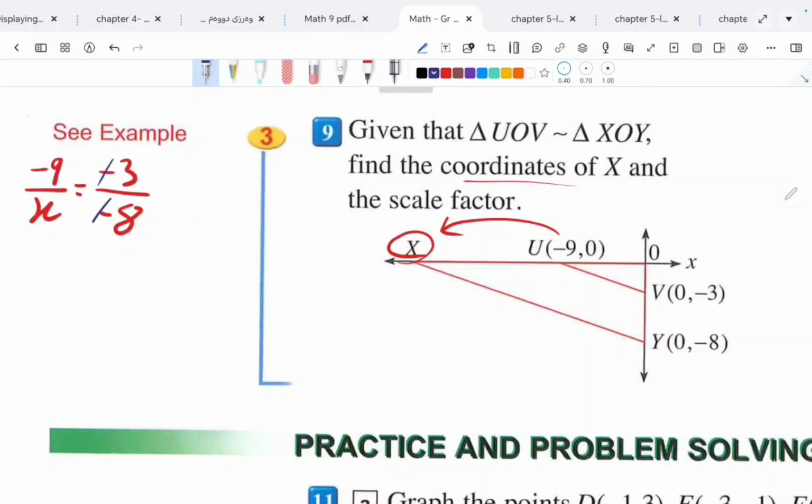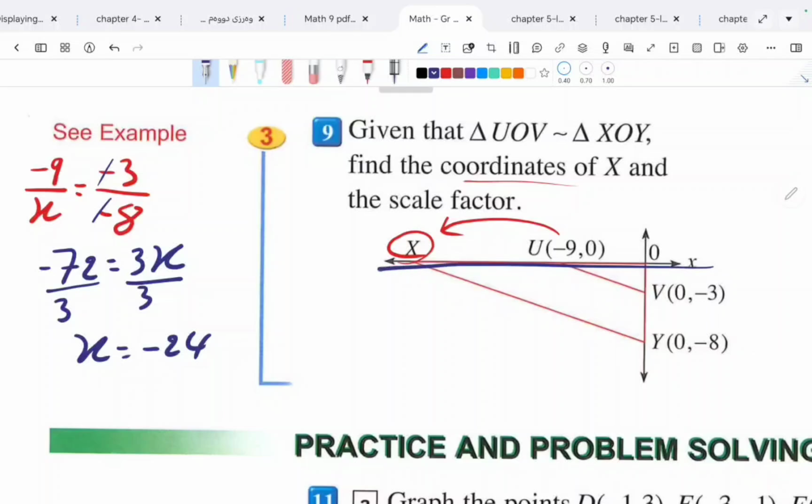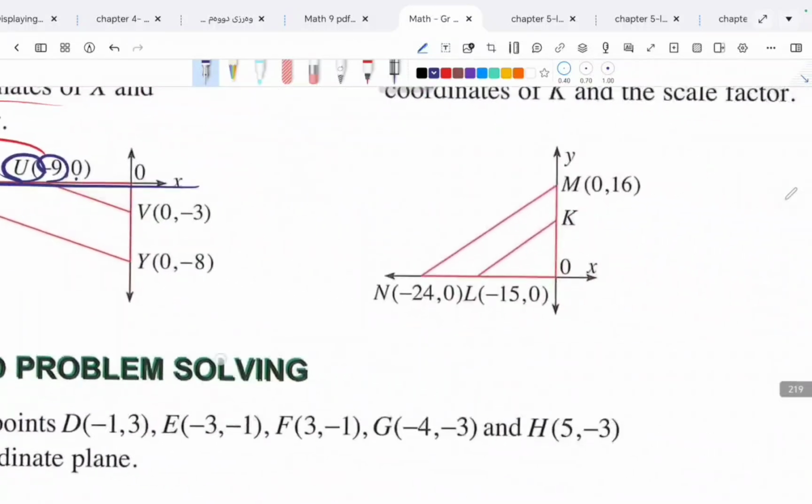So negative 9 times 8, it is negative 72 equals 3 times x, 3x. How to get rid of 3 next to x? Divide by 3. X equals negative 24. It is negative 24, 0 or 0, negative 24. As you can see, it is on x-axis, so even this one, it will be negative 24 and 0.